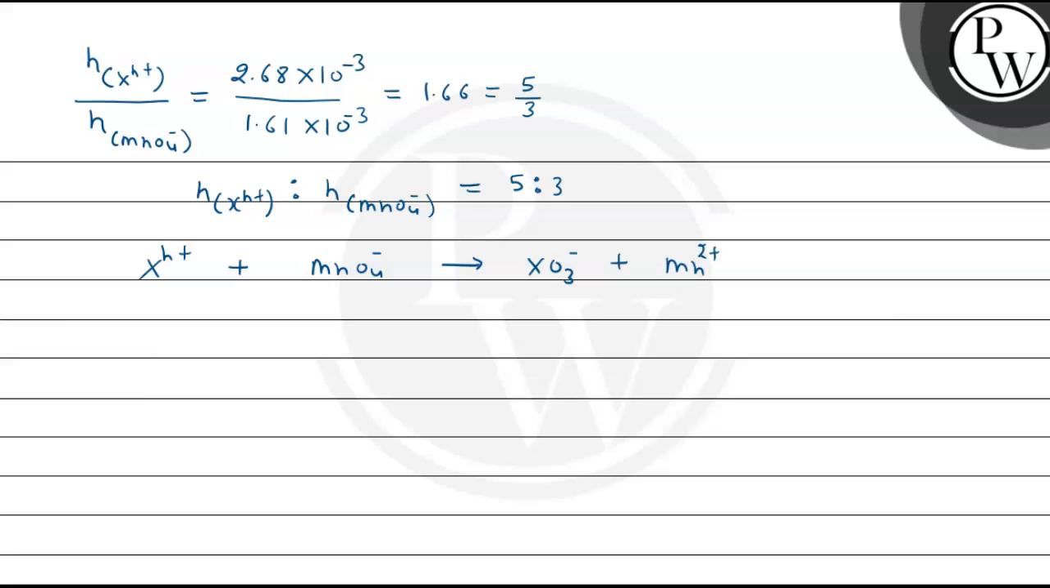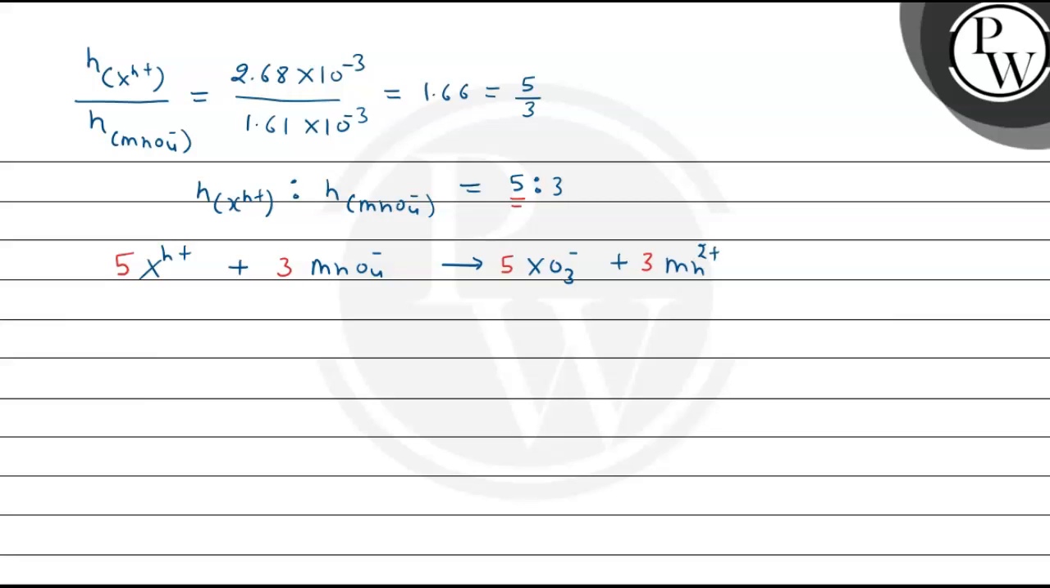So to balance this equation, we have to multiply Xn+ by 5, and also the product XO3⁻ by 5, because in the ratio we are finding that there are 5 moles of Xn+. After that, we have to multiply MnO4⁻ by 3, and here also we have to multiply by 3.